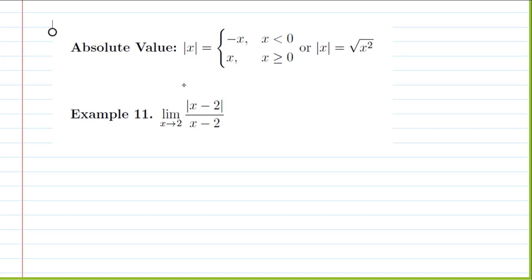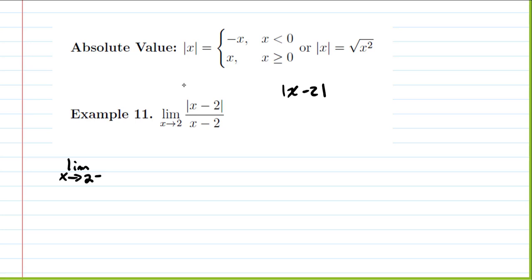So we want to take the limit as x approaches 2 of the absolute value of negative x minus 2 all over x minus 2. Okay. So then we're going to need to calculate our limit from the left and from the right. So if we take the limit as x approaches 2 from the left, we're going to need to make our piecewise function for this.